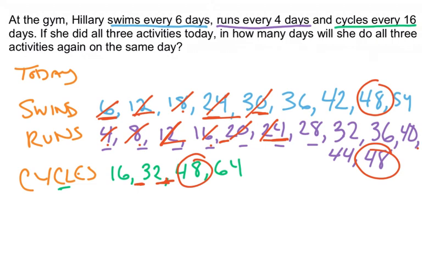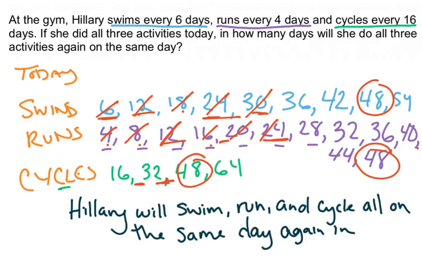Put it in context, and I would say that Hillary will swim, run, and cycle all on the same day again in 48 days. And that's how we handle word problems with least common multiples.